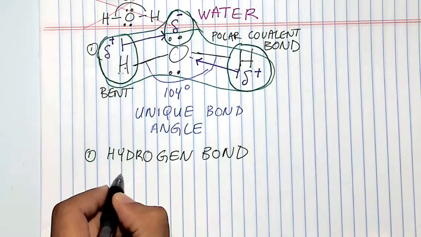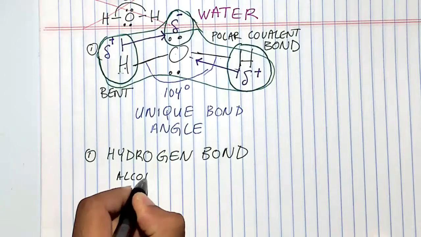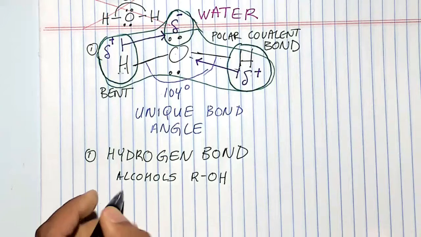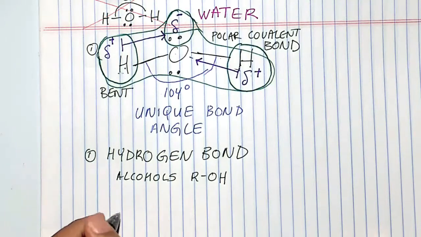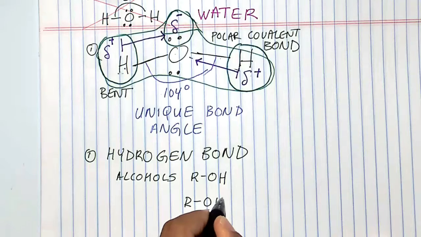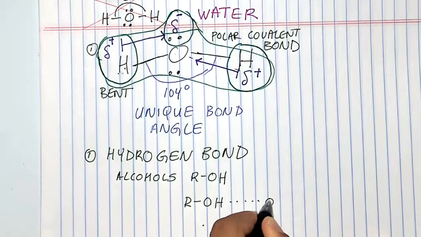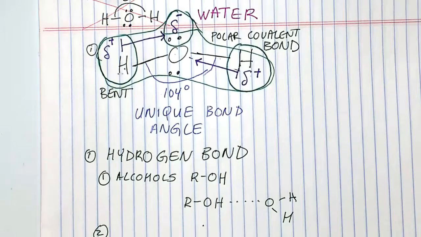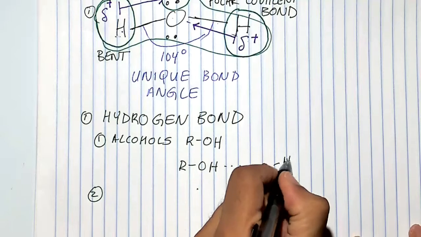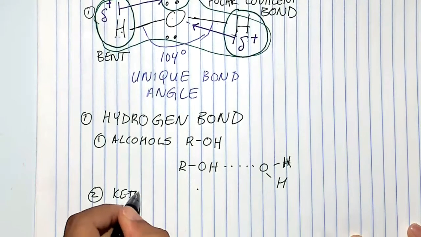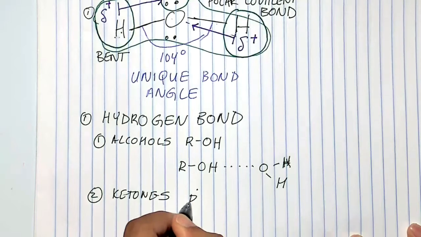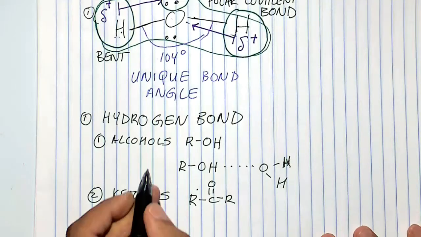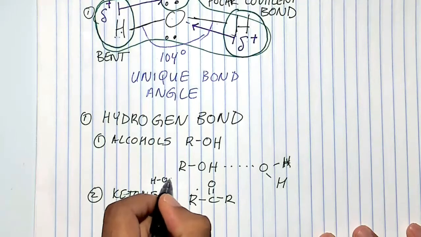Okay. These include alcohols. Water can hydrogen bond with an alcohol. Ketones have this functional group, so water can hydrogen bond with ketones.